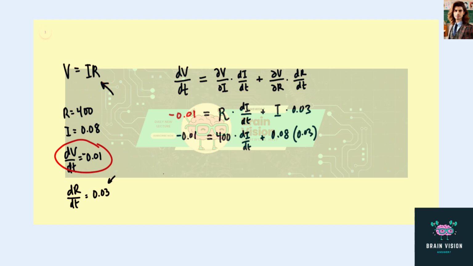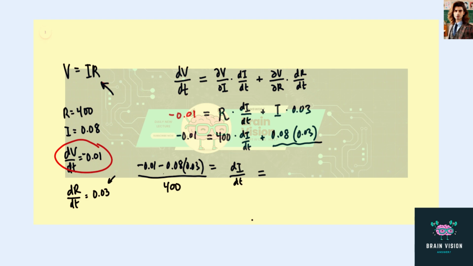All right. And let's see. So to get our final value of dI/dt, we will move this term by subtracting it from both sides. So we have negative 0.01 minus 0.08 times 0.03, and then we'll have to divide all that by 400. And that will give us our value of dI/dt. So we can just plug this into a calculator now.